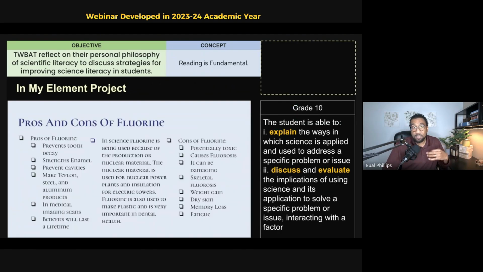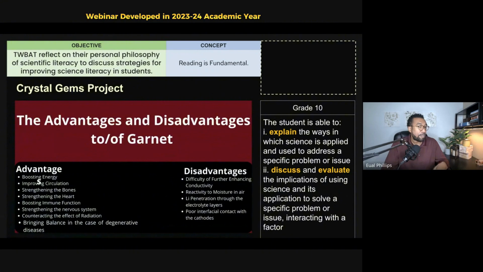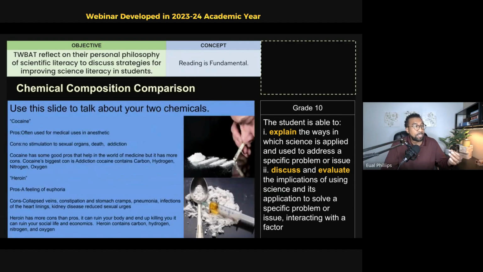So now I'm going to give you some examples of how I explicitly used to apply this rubric in science class. I used to give element projects where students would have to give the pros and cons of fluorine or an element that they chose. I would even have the students work on a crystal gems project where they would look at minerals and ores from around the world and give some of the advantages and disadvantages, whether they're scientific, social, economic, etc. And then another example is the chemical composition project, where I would have students actually pick two chemicals and compare their chemical compositions and the advantages and disadvantages. And this could include drugs, pharmaceutical drugs, or even food additives.